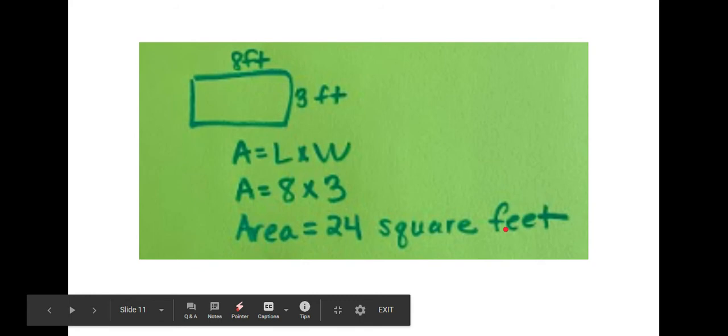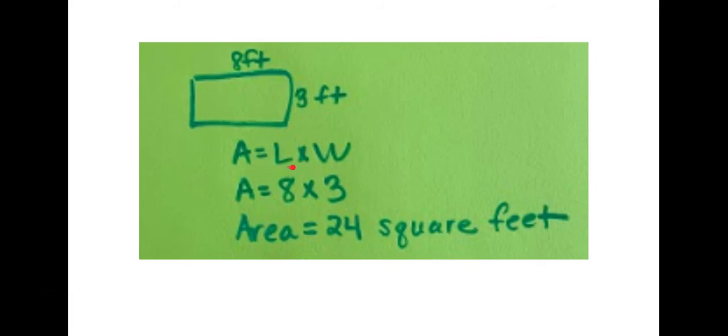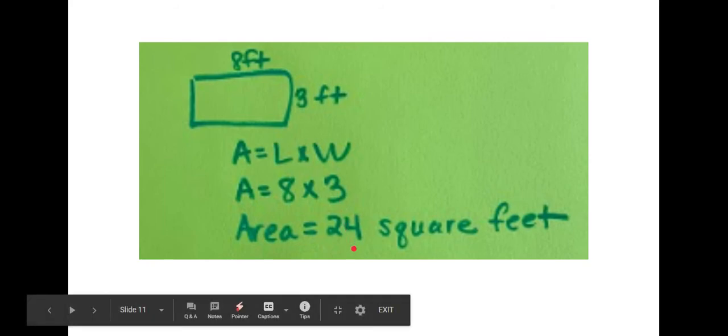All right, see if you agree with me. If the rectangle is 8 feet by 3 feet, I know the area is length times width. So 8 times 3 is 24 square feet.